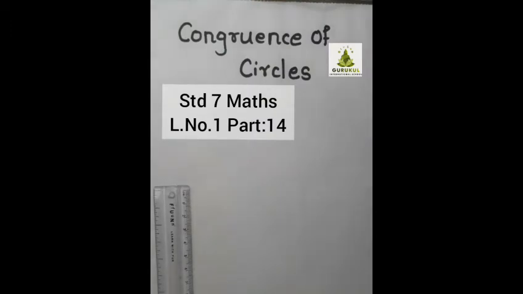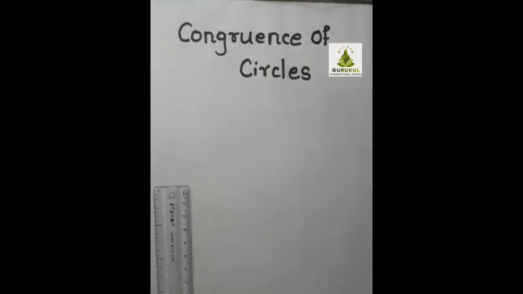Good morning, students. Now we will see the concept congruence of circles. As earlier we have seen, circles which coincide exactly are said to be congruent circles, or the circles which have the same radii or equal radii. Radii is the plural of radius. The two circles, if they have same radii, they are congruent circles.